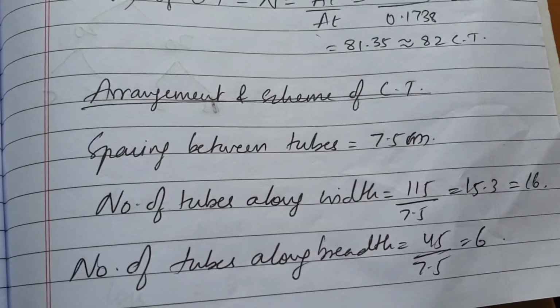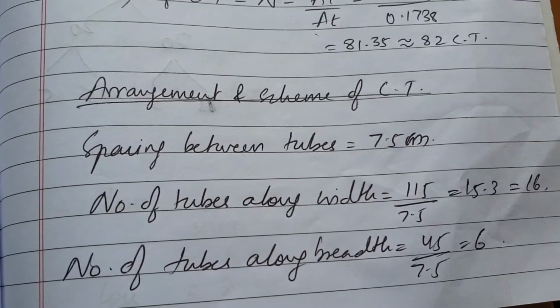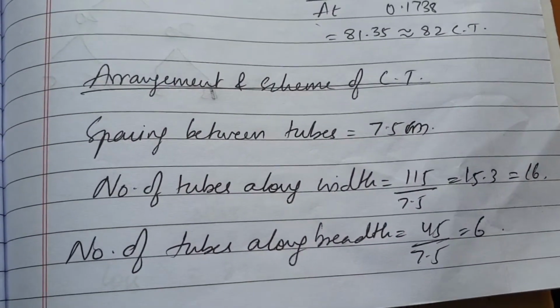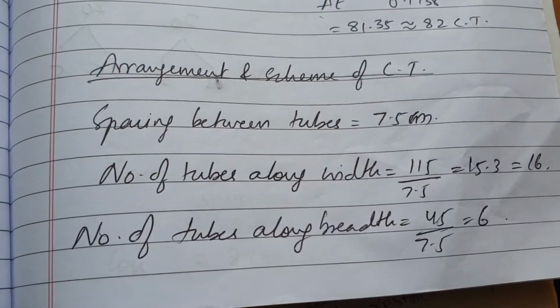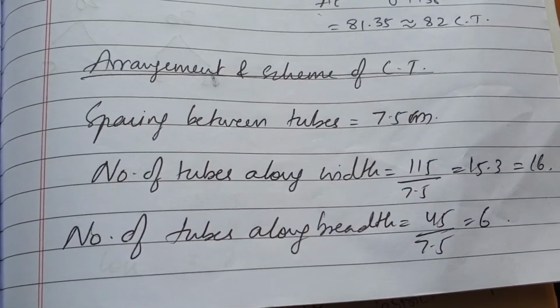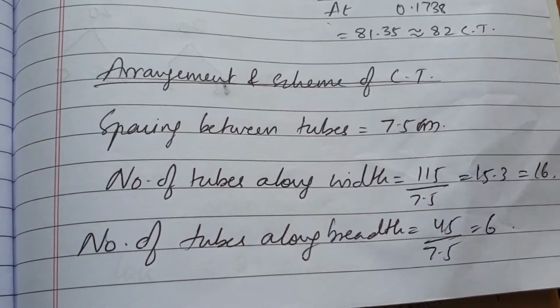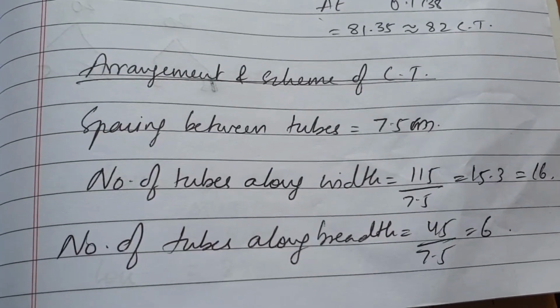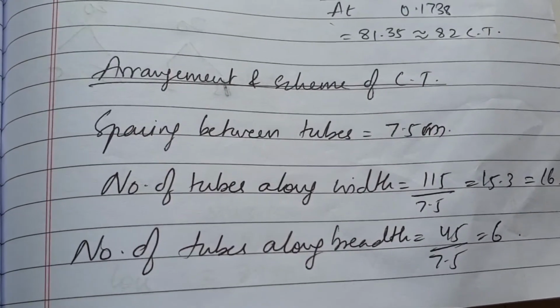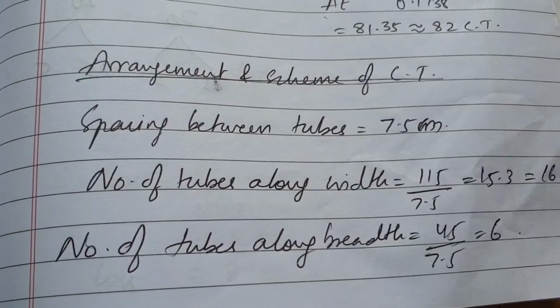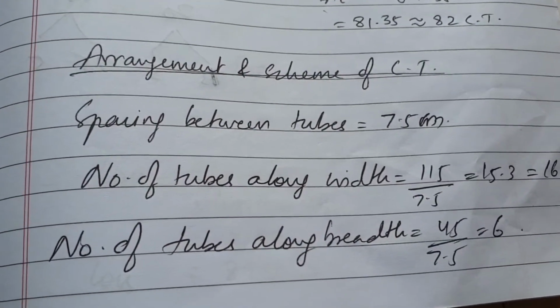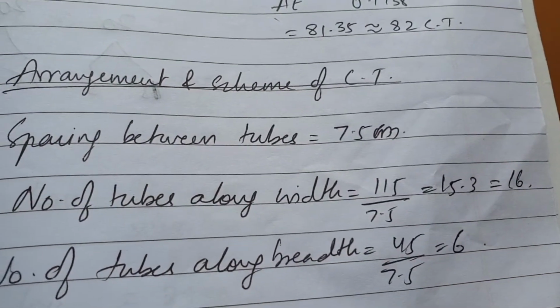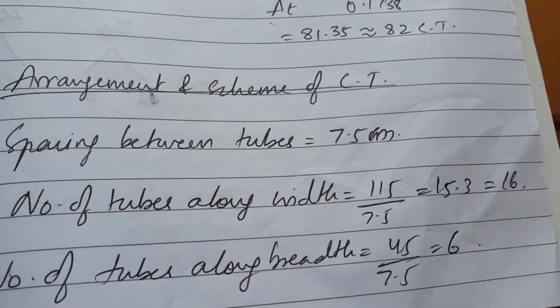Next, arrangement and schematic of cooling tubes. For this, first you have to calculate the number of cooling tubes along width and number of cooling tubes along breadth. The spacing between tubes is 7.5 cm by default. The number of cooling tubes along width is calculated as width of tank divided by 7.5, which is nothing but 15.3. Take it as 15.